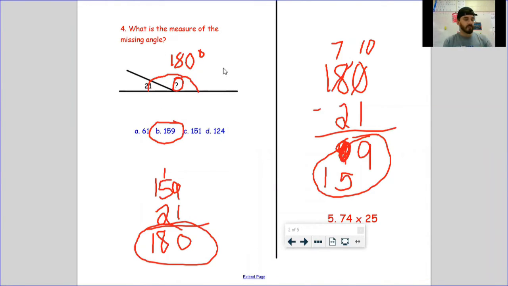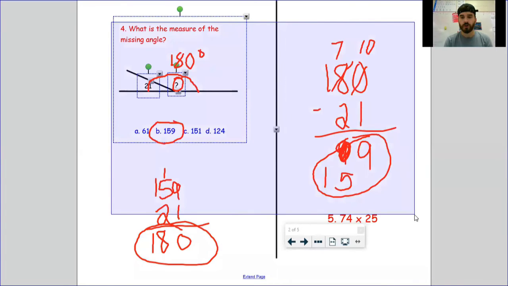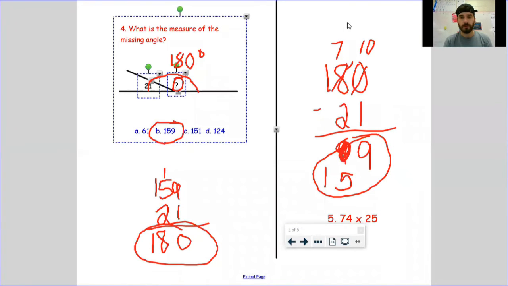And I said it in the video yesterday, we're not even going to deal with measurement and angles and any of this until the very end of the year. So you're getting a real early preview of some of that geometry stuff. So straight angle, 180 degrees. If you know that, you should be good.